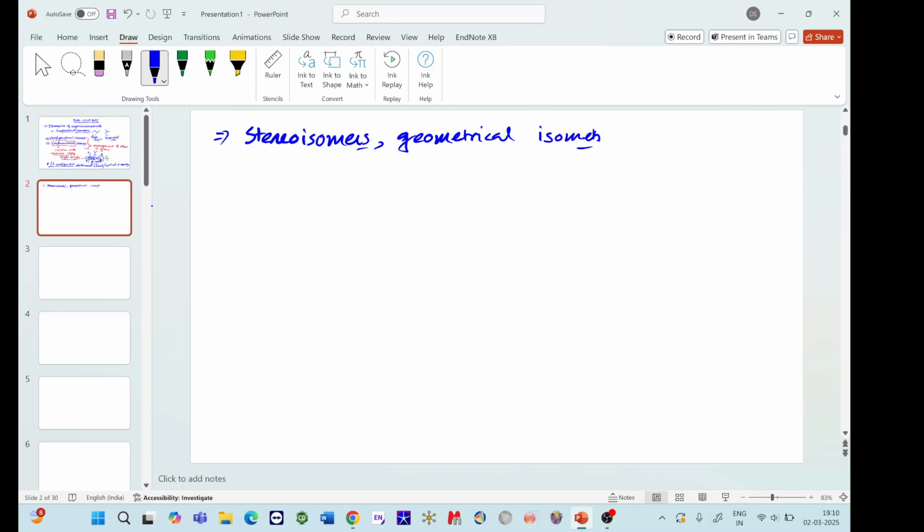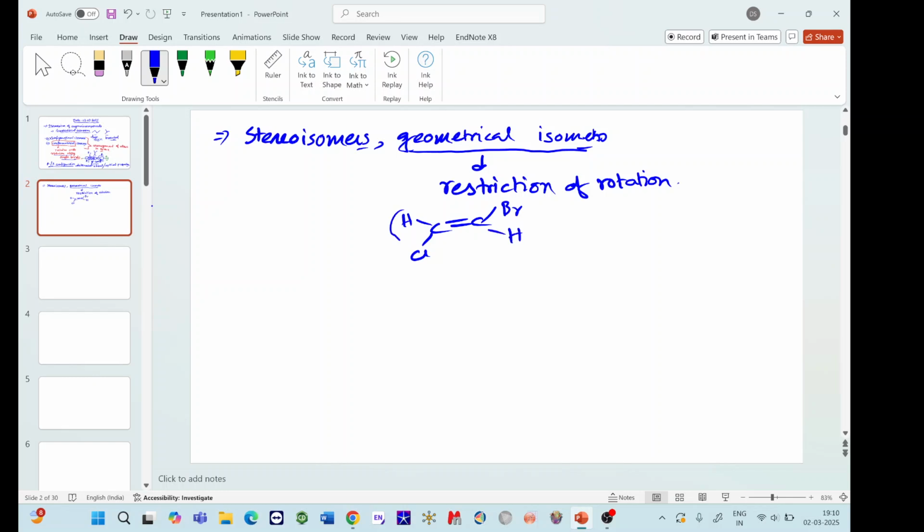So whenever you can see there is a restriction of rotation. Suppose in case of sp2, you have C double bond C, so you have different groups here, and you have different groups. So based on the position of your atoms, either they are cis or trans, you can have geometrical isomerism, right?